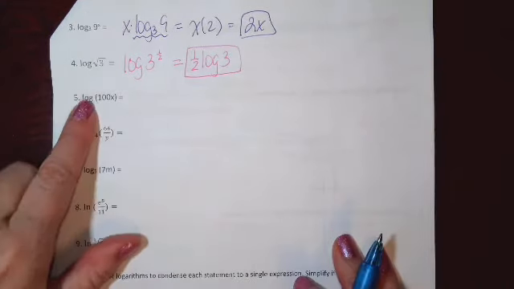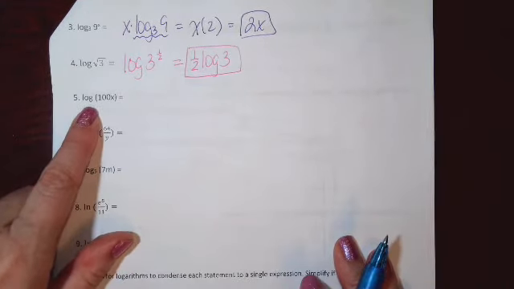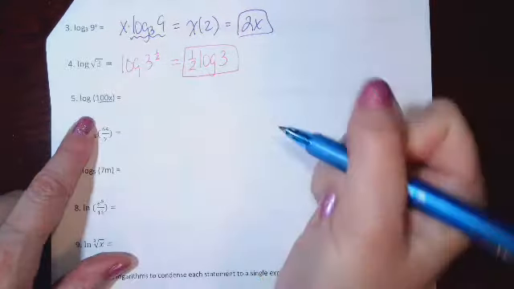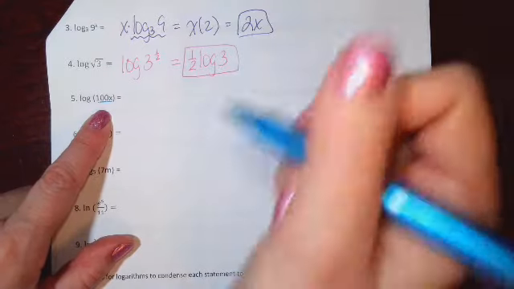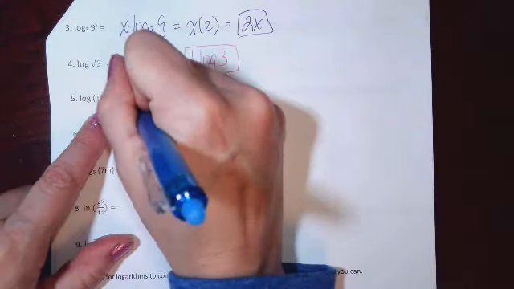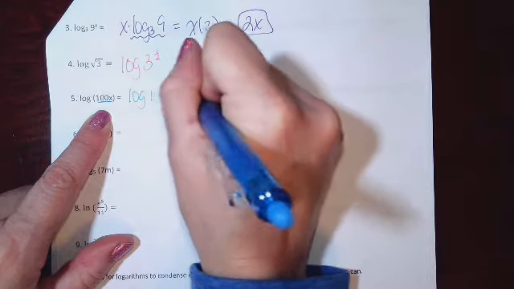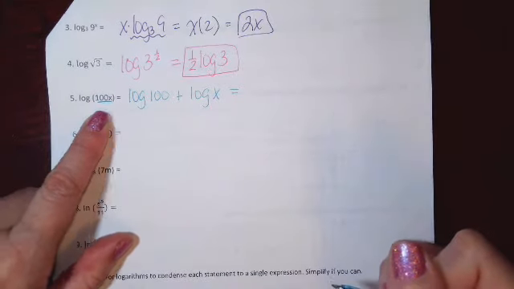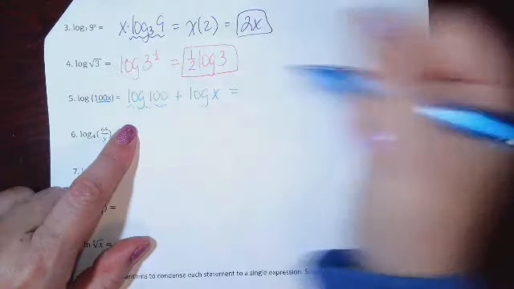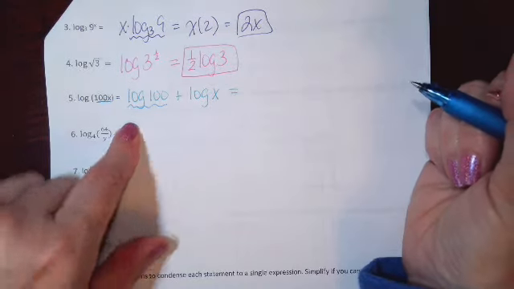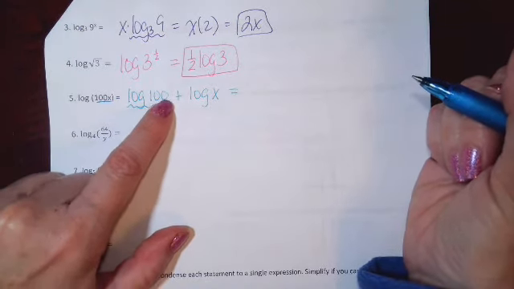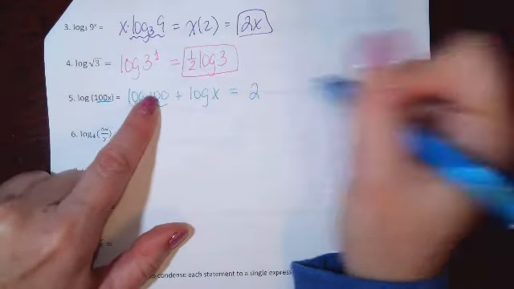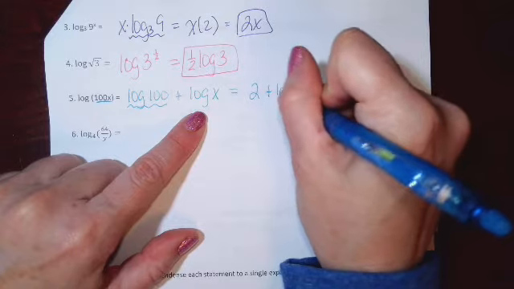Alright, number 5, common log, base 10, because the base is not written and it's log. I'm multiplying in my argument, multiplication pairs with addition, so I can use my product property to split this apart into 2 separate log statements. Common log, base 10, don't have to write the base. This first one can be simplified. My base is 10. What's the exponent of 10 that gives me 100? Well, 100 has 2 zeros, so 10 squared is 100. That simplifies to be 2 plus log x.